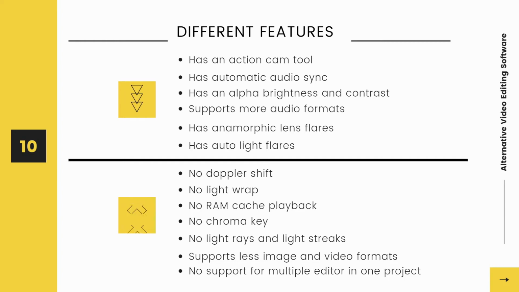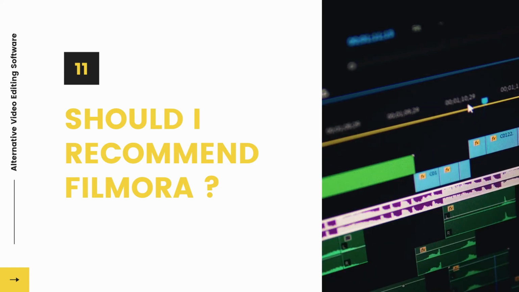In the features that Filmora doesn't have, which Premiere Pro has, Filmora doesn't support Doppler shift and light wrap. It doesn't have ramp catch playback, chroma keys, light grays, and light streaks. It does not support multiple editors or timelines in one project, and it supports fewer image and video formats than Adobe Premiere Pro. Then, to ask a question, should I recommend Filmora?